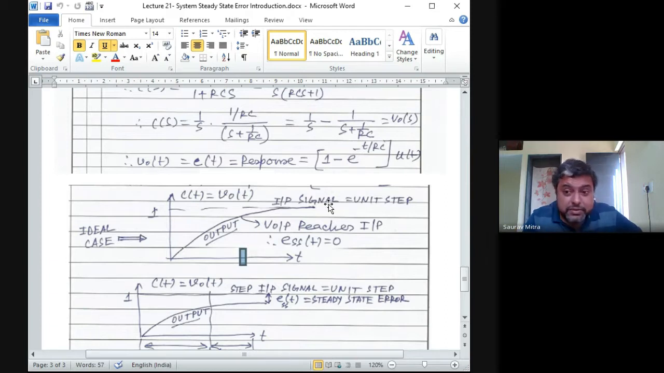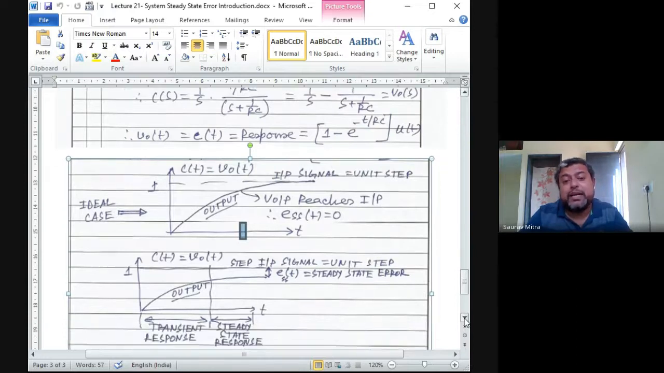How fast the output reaches the input depends on the value of RC. If the R value is very small, in that case the waveform will reach the final value of the output, that is 1, very fast. Okay, so the RC value we can change, so RC is called the time constant. So here we are finding that the output is touching the input at a certain time. So how much is the steady state error? Steady state error is equal to 0 in the top diagram.